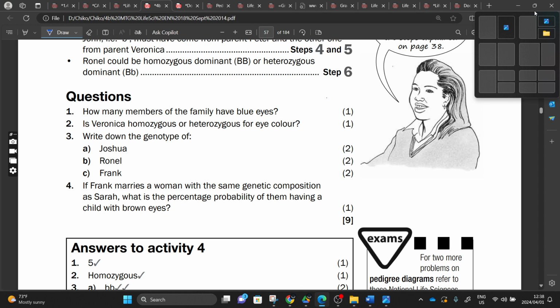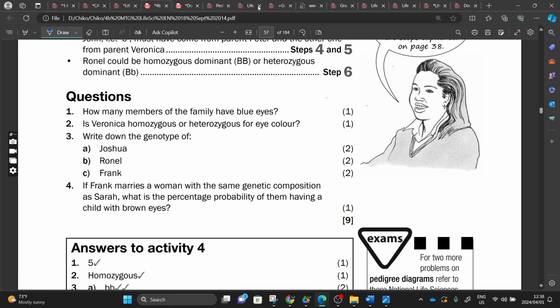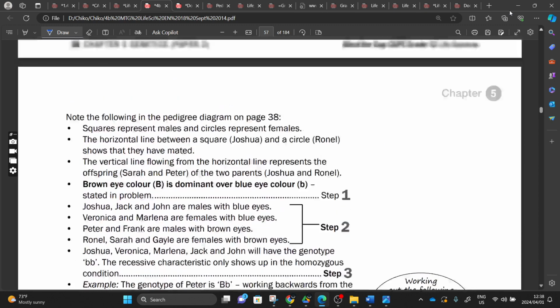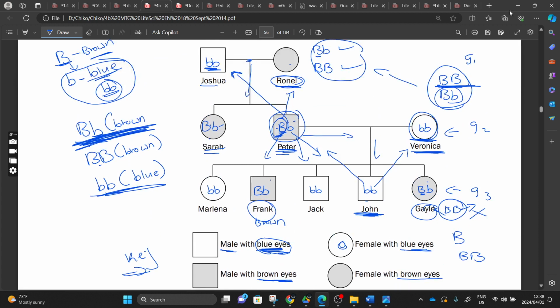So Barry, and then Barry questions here, we have this thing also. Then we have our question, Barry: how many members of the family have blue eyes, right? Then we go back and say those who have the blue eyes, they are shaded. How many members of the family? We have 1, 2, 3, 4, 5.